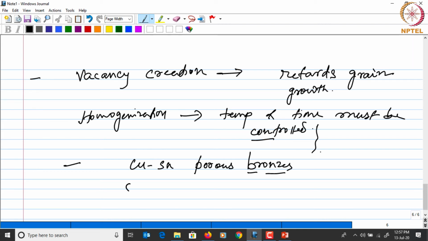Here tin is a lower melting material with a melting point of 230 degrees Celsius, and the melting point of copper is much higher. So this will also aid the sintering process in the sense that while being heated, tin will melt and give rise to a liquid phase which will enhance the diffusional flux, right? Because diffusivity is higher in a liquid compared to that in a solid.